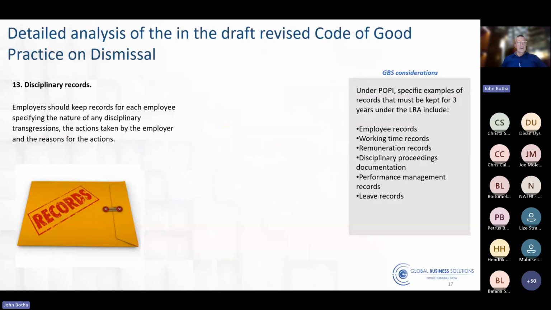Of course, you've got to keep disciplinary records. They say you should keep them, and you should specify the nature of disciplinary action taken. Okay, under POPI, of course, colleagues, please remember, you need to keep your disciplinary records for at least 3 years after the disciplinary inquiry.